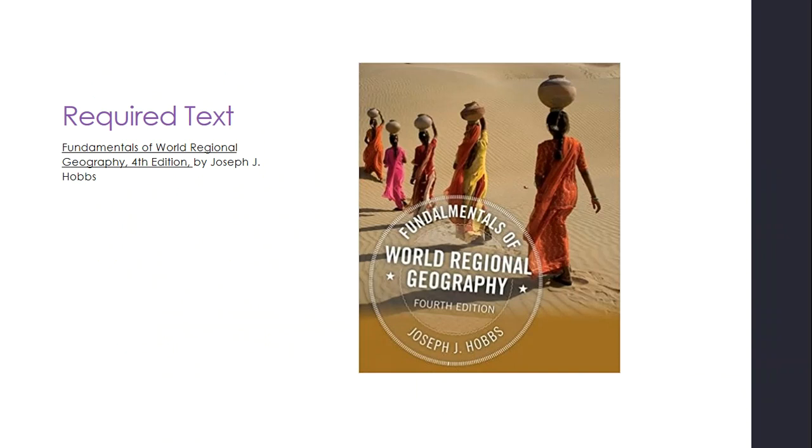Your textbook, which is required for this class, is Fundamentals of World Regional Geography, the 4th edition by Joseph Hobbs. You need to have the 4th edition. Things change so quickly that you really need to have the most current edition. It is available at the bookstore. It's also available online in a variety of places or to rent. So I encourage you to do whichever one works best for you.